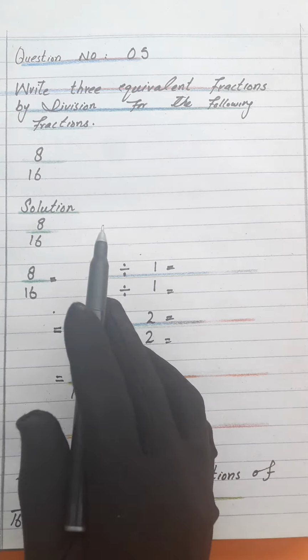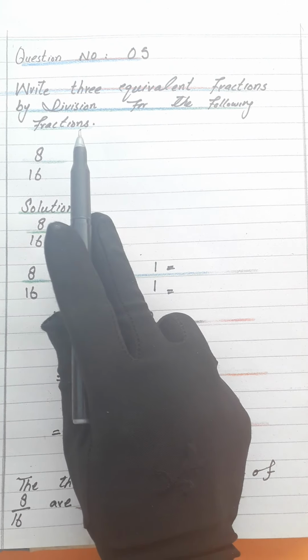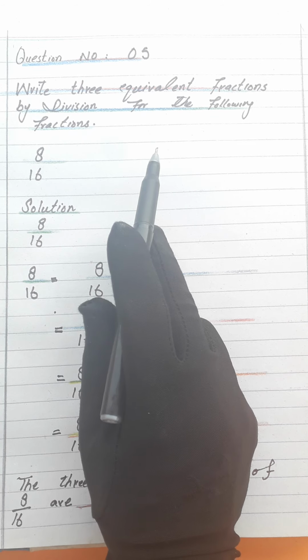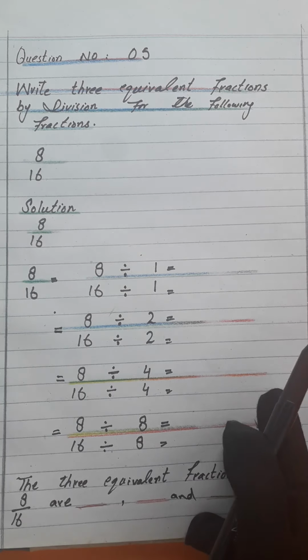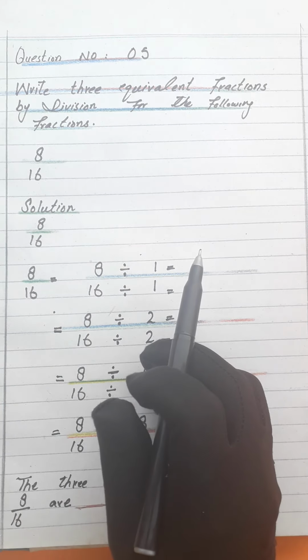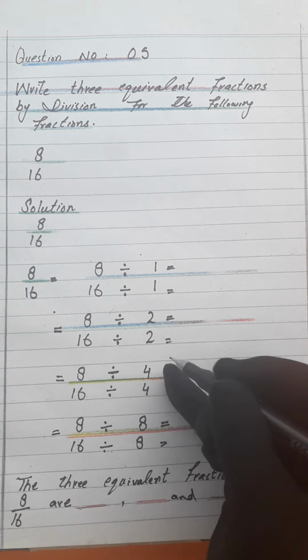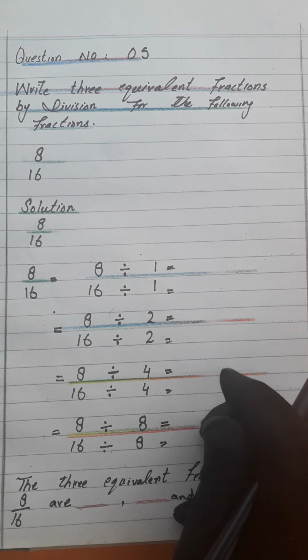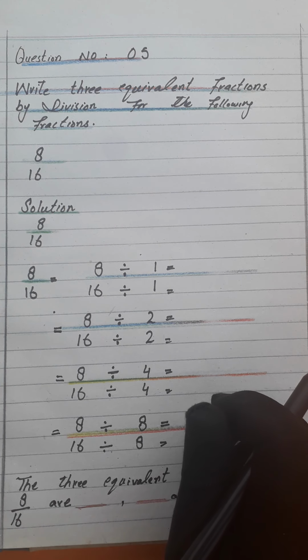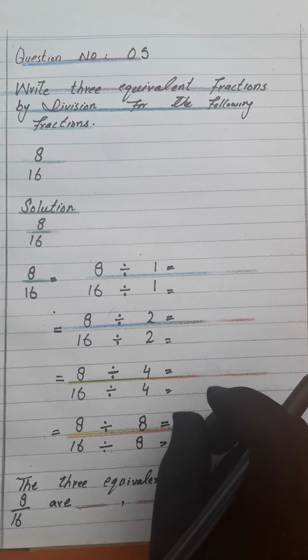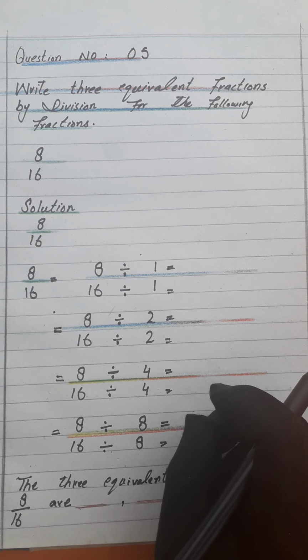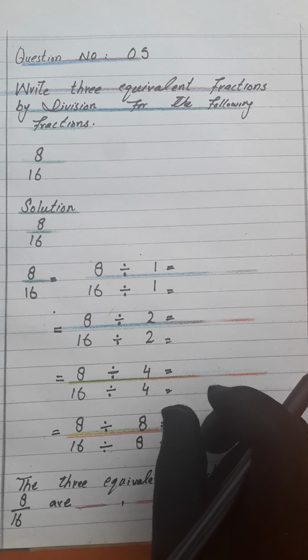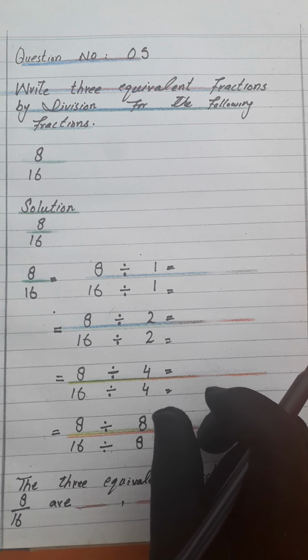Question number 5. Write 3 equivalent fractions by division for the following fraction. Okay, now you people use the division method. We discussed this method in the book also. Okay, both methods you people can use, but this one is easy for you people. Just use and copy this method. If the next method is easy for you people, you can copy that method.